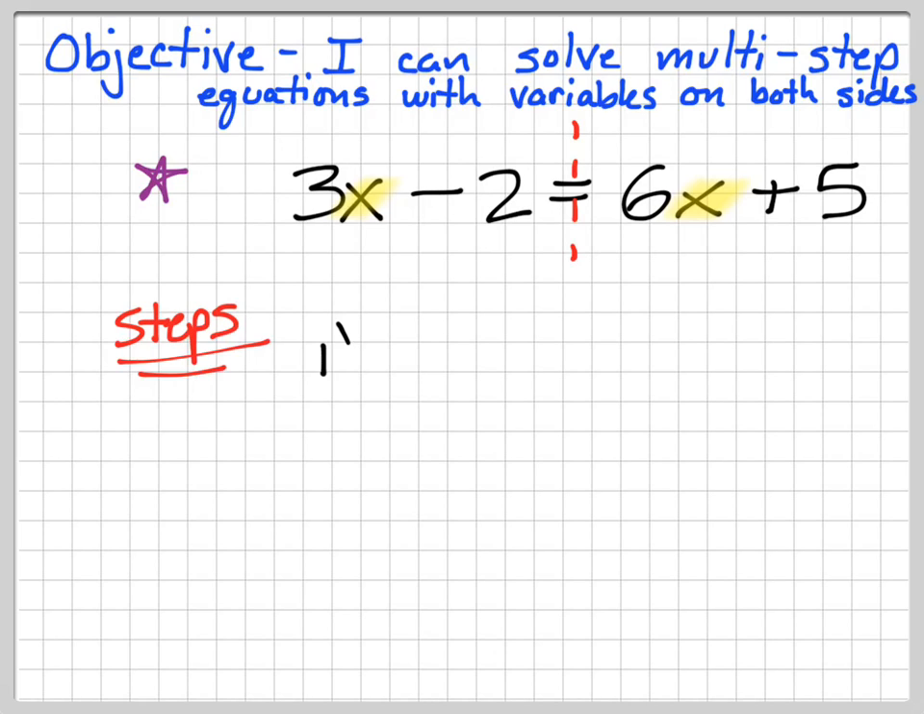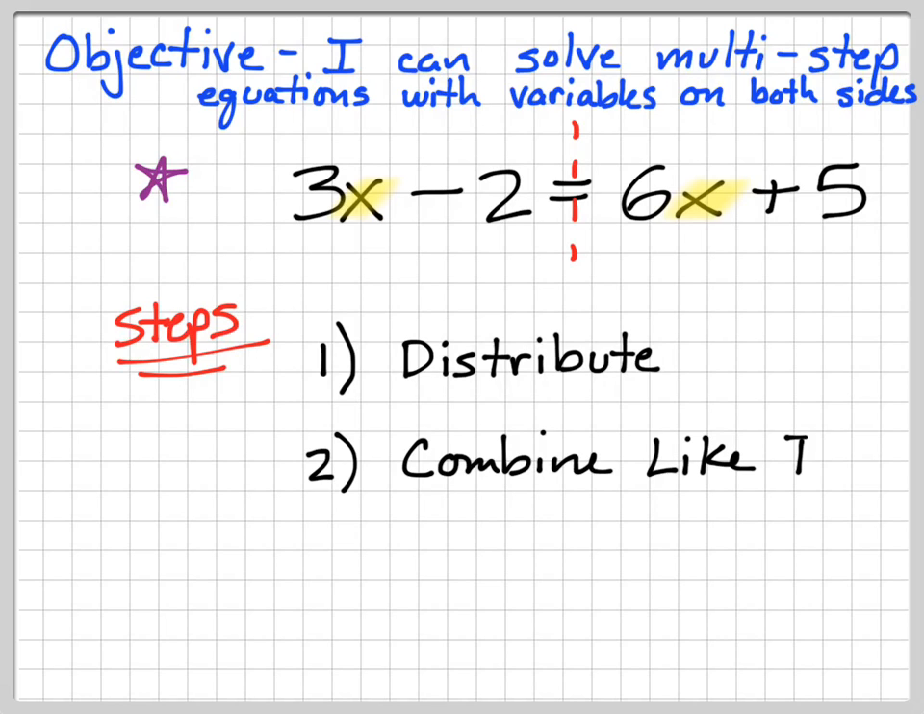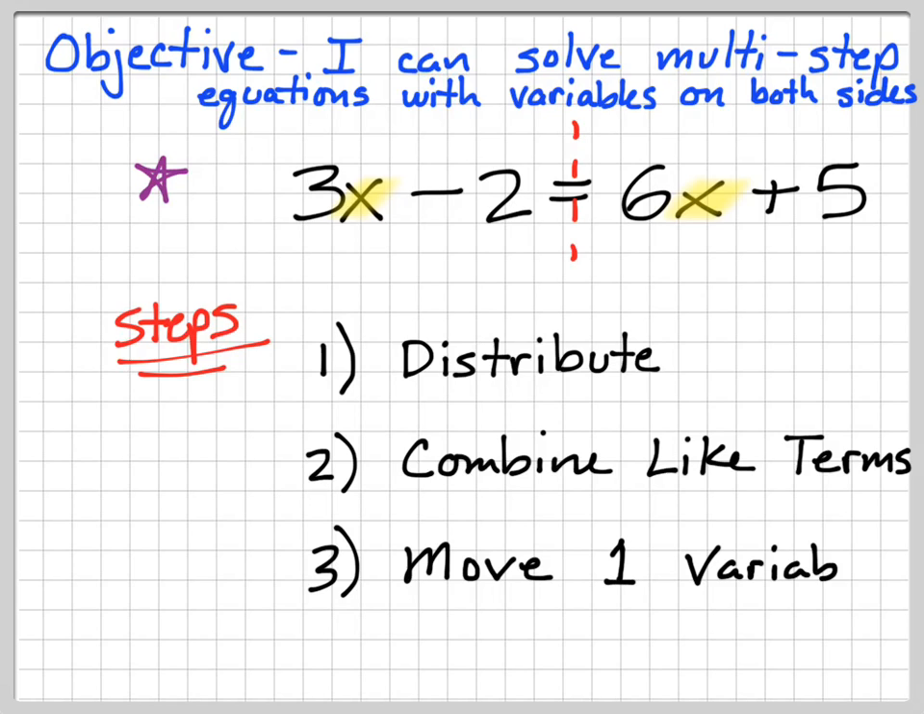Okay, the steps to solving these type of problems. Step 1, distribute if you see parentheses. Step 2, combine like terms if you can. Again, must be on the same side of the equation. Step 3, this is the new step, we're going to move one of those variables to the other side of the equation. And then the final step is, at this point you should have a two-step equation.